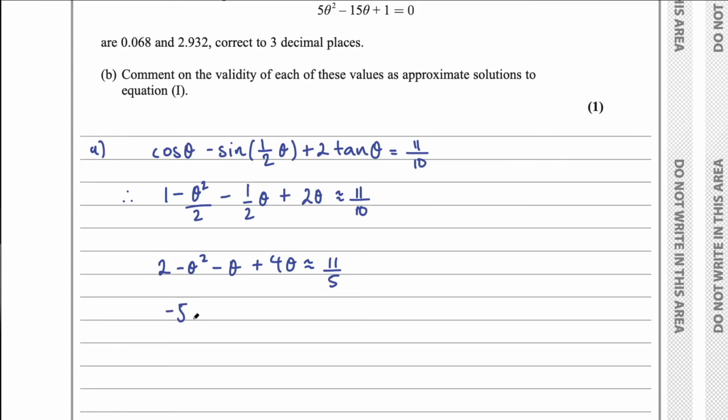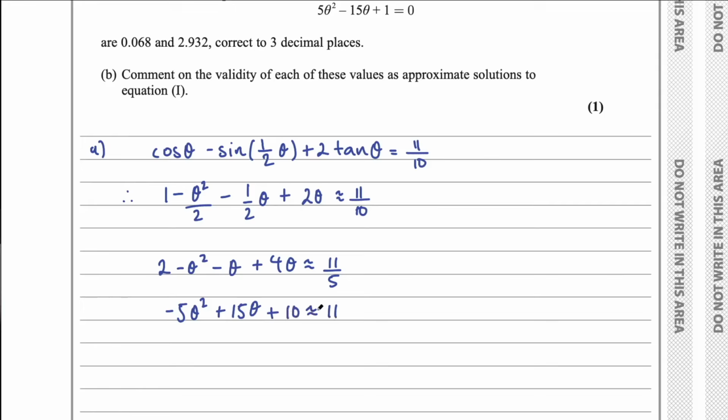So that would be negative 5 theta squared. Then negative theta plus 4 theta would be 3 theta. Multiplied by 5 would be positive 15 theta. And we would have that 2 as the constant. 2 times 5 is 10. So plus 10 is approximately equal to 11.